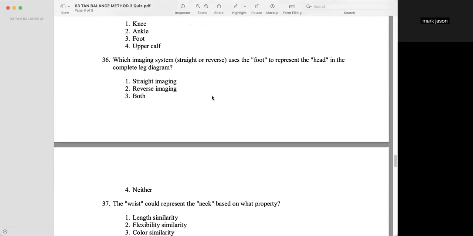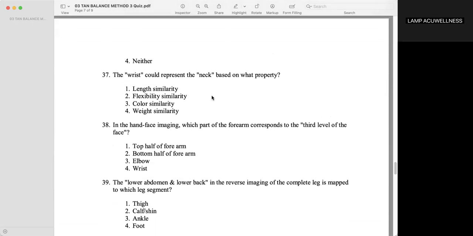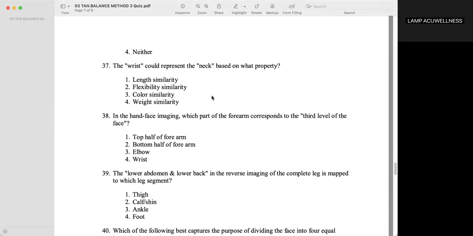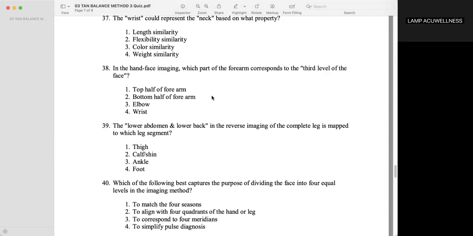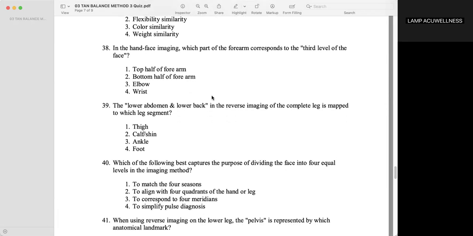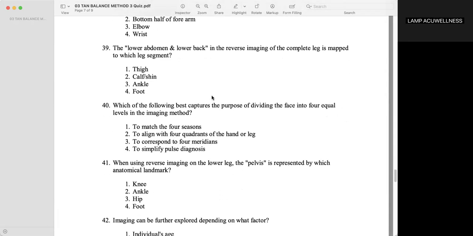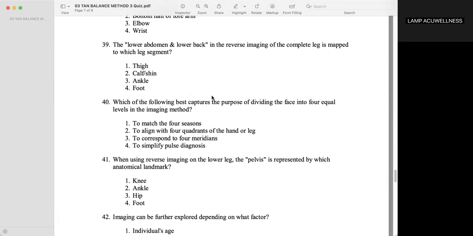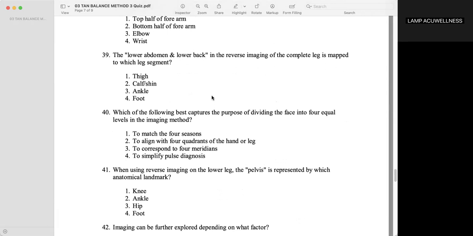Number 2, reverse imaging. The wrist could represent the neck based on what property? Number 2, flexibility, similarity. In the hand face imaging, which part of the forearm corresponds to the third level of the face? Number 1, top half of forearm. The lower abdomen and lower back in the reverse imaging of the complete leg is mapped to which leg segment?